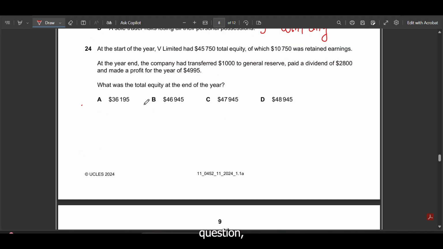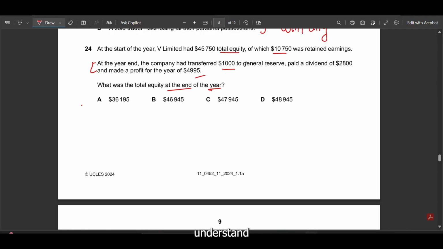Moving ahead with the next question, question number 24. At the start of the year, a company had $45,750 total equity, of which $10,750 was retained earnings. At the end of the year, the company transferred $1,000 to general reserve, paid a dividend of $2,800 and made a profit for the year of $4,995. The question is, what was the total equity at the end of the year? They want to know the total equity after taking these things into consideration.